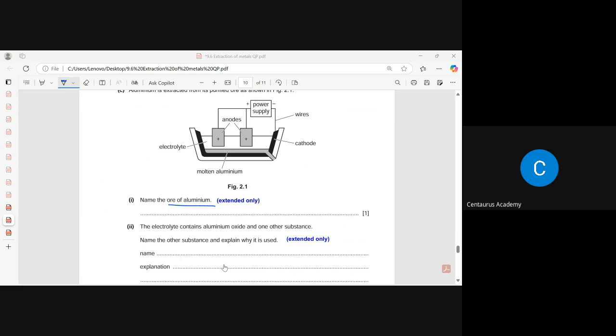Do you remember from electrolysis? What is used other than aluminum oxide? Cryolite. Yes, very good. So why? 1 mark, 1 statement is required. No, don't mention the melting point. Mention that it is going to lower the operating temperature for this electrolysis to take place.